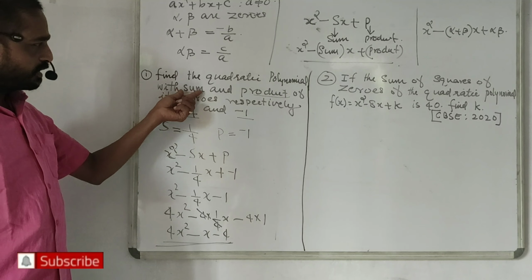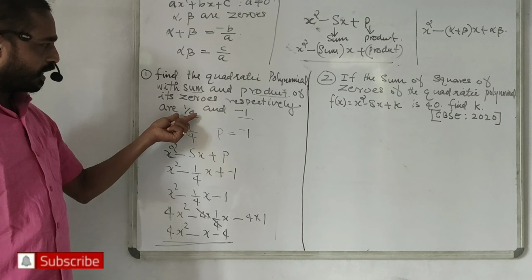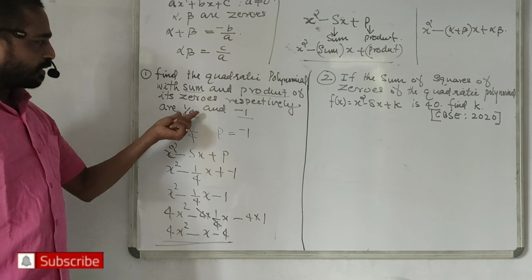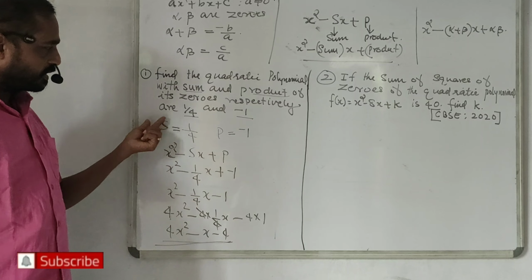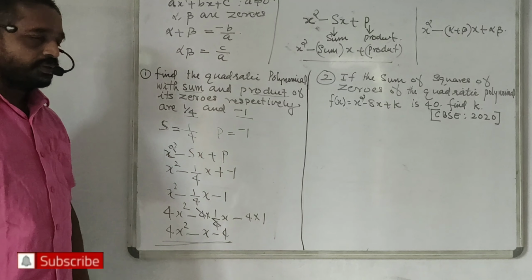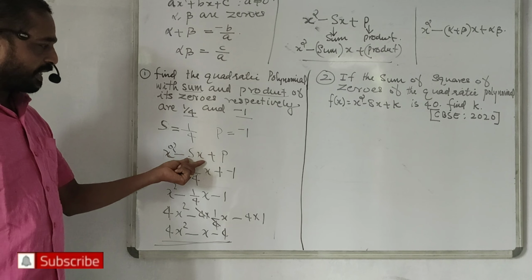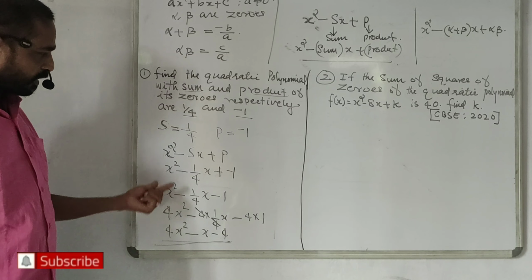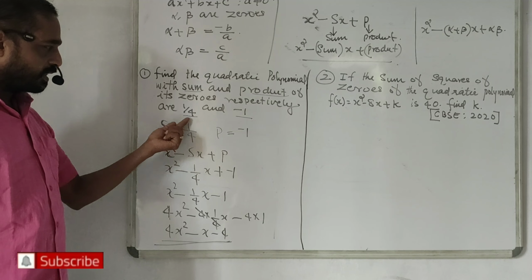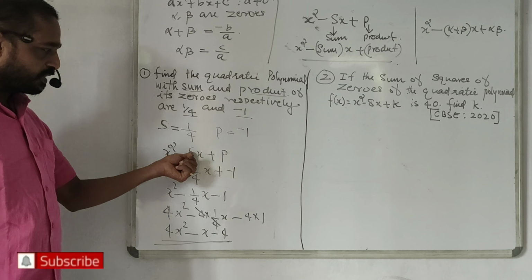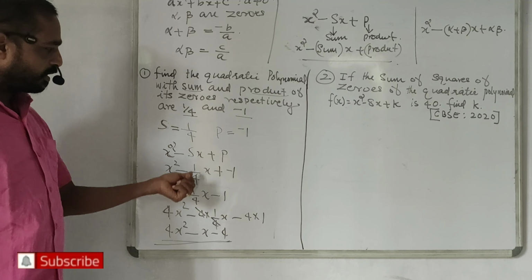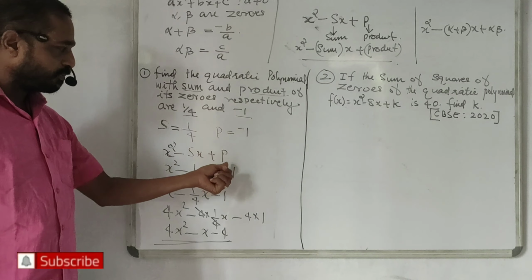So here we are given the sum and product of the zeros as 1 by 4 and minus 1. That is S is equal to 1 by 4 and P is equal to minus 1. How will you form the quadratic polynomial? x square minus Sx plus P. S is nothing but the sum of the zeros, denoted by S here. So x square minus 1 by 4x plus P, which is minus 1.